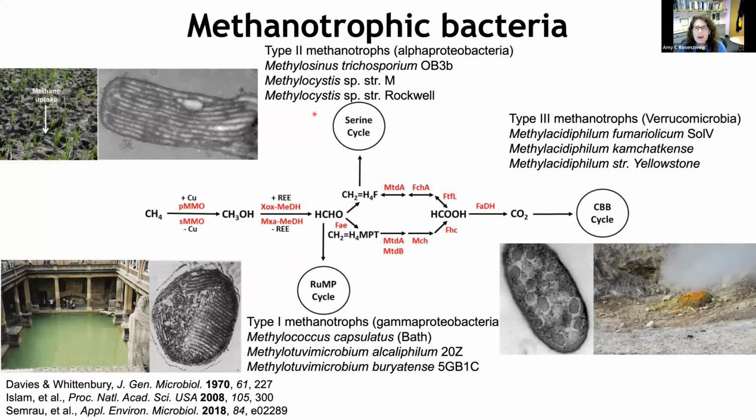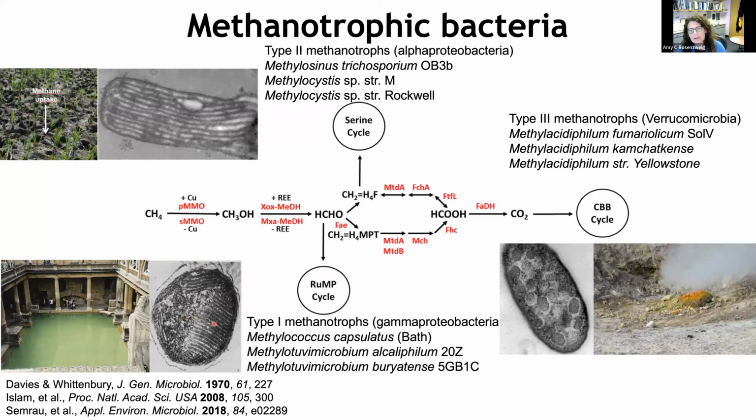Methanotrophic bacteria are divided into 3 types: type 1, type 2, and type 3, based on a number of features of their physiology, their morphology, the different metabolic pathways they use, and so on. What I'm showing on this slide are some micrographs of these bacteria along with the environments in which they're found. The type 2 methanotrophs are found in a lot of different environments. One common place is rice paddies, where they consume methane.